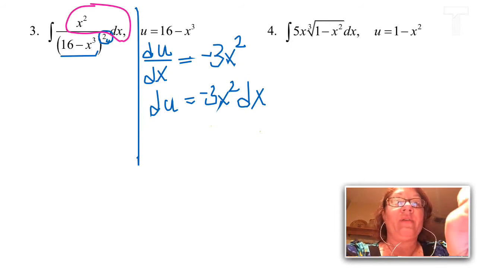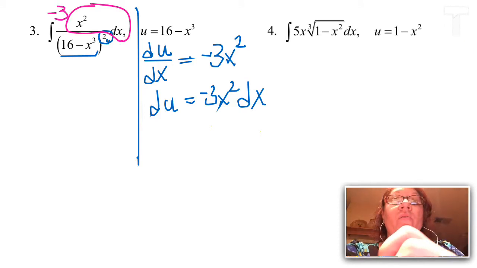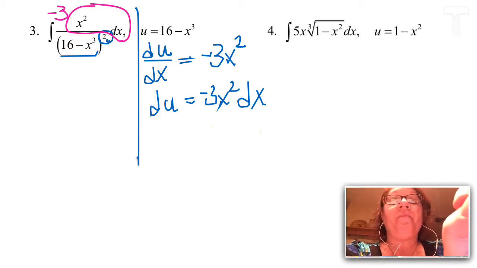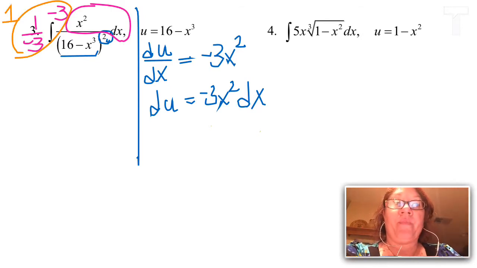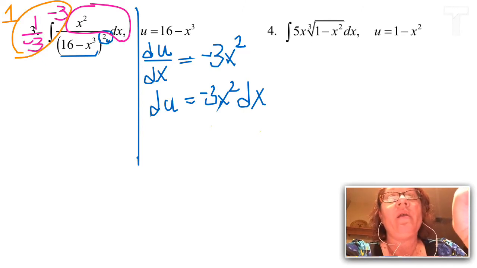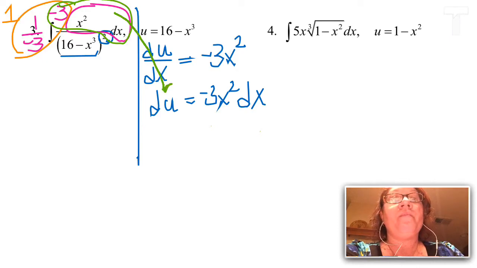Well, here's how I fix it. I give it a negative 3, but I don't want to change the value of this integral, so at the same time, out in front, I'll multiply by a negative 1/3, because that quantity right there is really just a 1, so I multiplied by a big fat 1, which doesn't change the value at all. And so now, that negative 3x squared dx, all of that is going to become du.